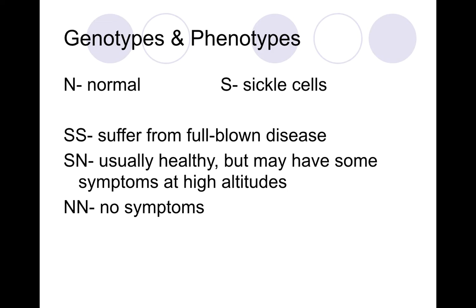So when we look at our genotypes and phenotypes here, in codominance, we always use capital letters again. So we're going to use N for normal and S for sickle cells. Capital S means you have sickle cell disease. NN means you have no symptoms. You're healthy, you're normal. SN means you're healthy, but you have some of the symptoms at high altitudes, and you can also pass it on to the next person.